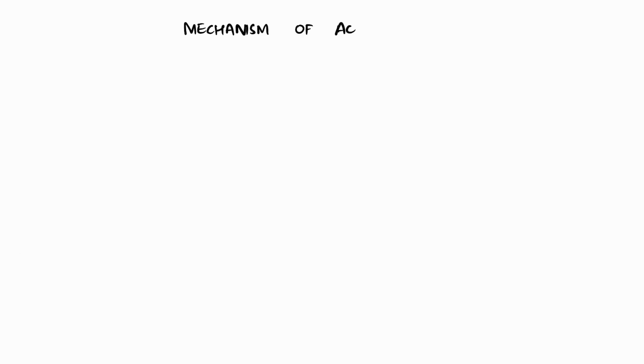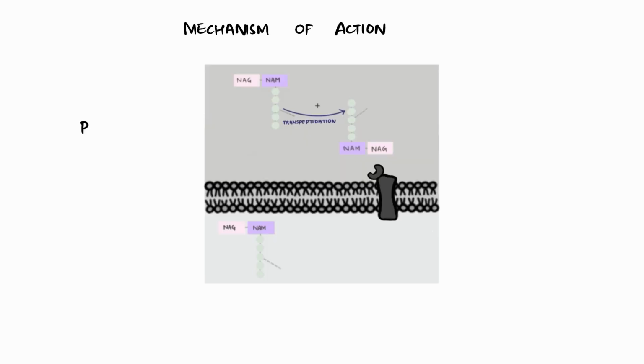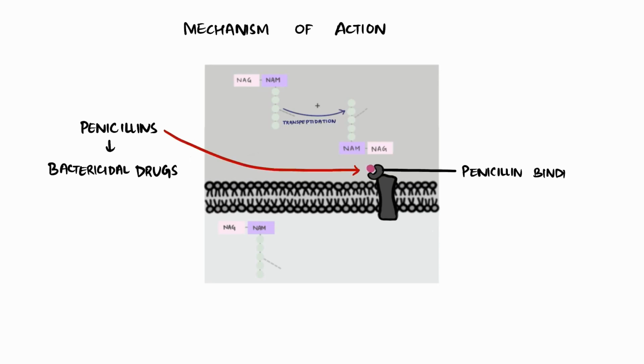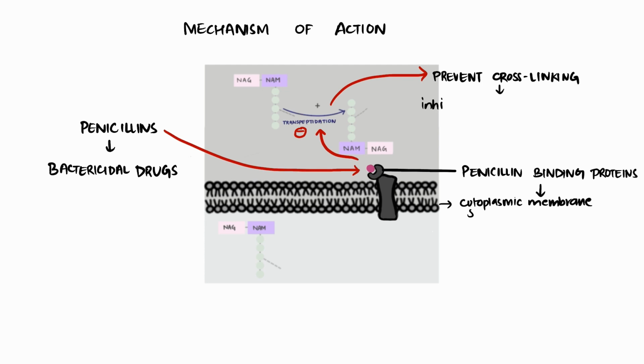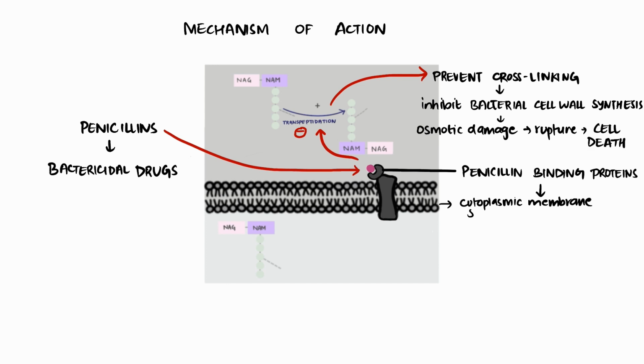Now, the mechanism of action. I won't be going into too much detail as I've already discussed it in my previous video, but I'll just quickly go through the major points. The penicillins are bactericidal drugs. They bind to the penicillin binding proteins in the bacterial cytoplasmic membrane, thus inhibiting the transpeptidation reaction. This prevents the cross-linking of linear peptidoglycan chains, thus inhibiting cell wall synthesis. This further causes osmotic damage, leading to rupture and cell death.